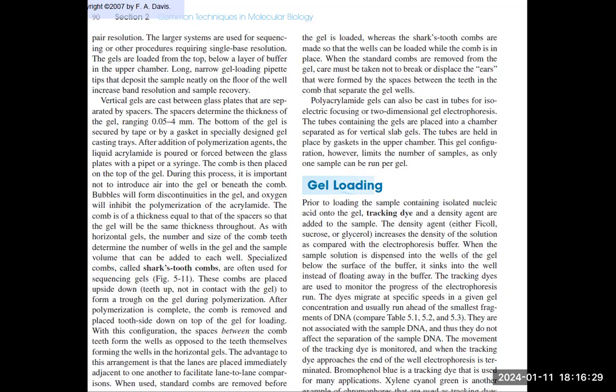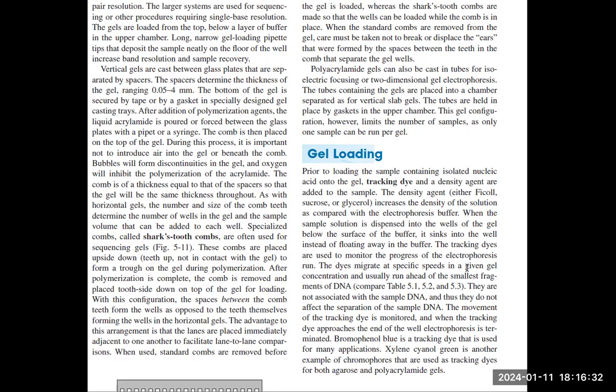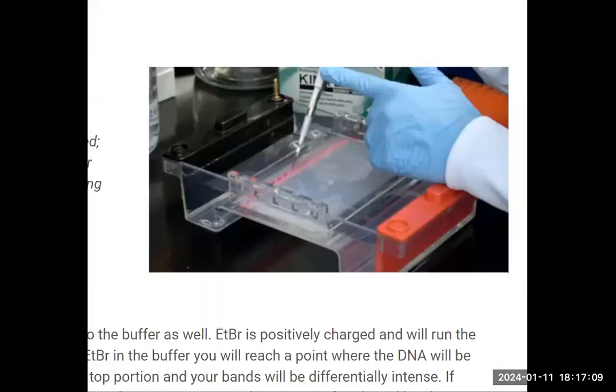So to summarize gel loading, guys, before we load our samples containing our isolated or extracted nucleic acids or RNAs, we need to add a tracking dye and a density agent. The tracking dye is for us to monitor the rate of migration in electrophoresis. So there are dyes such as bromophenol blue and xylene cyanol green. And we also have density agents, either ficoll, sucrose, or glycerol.